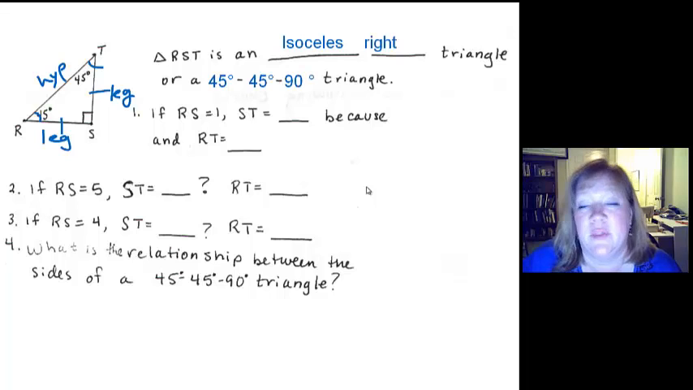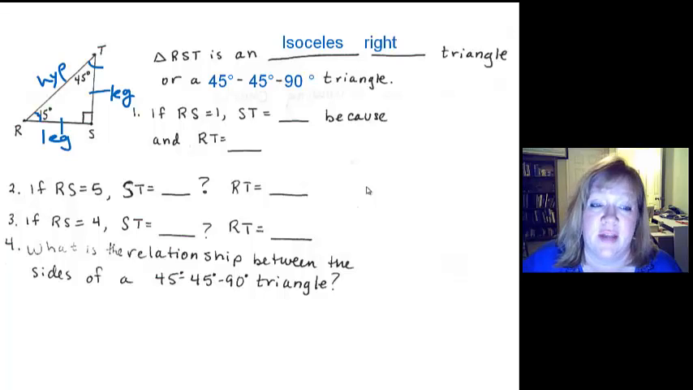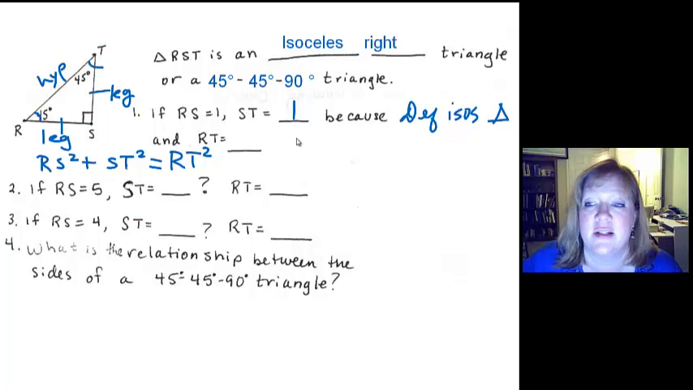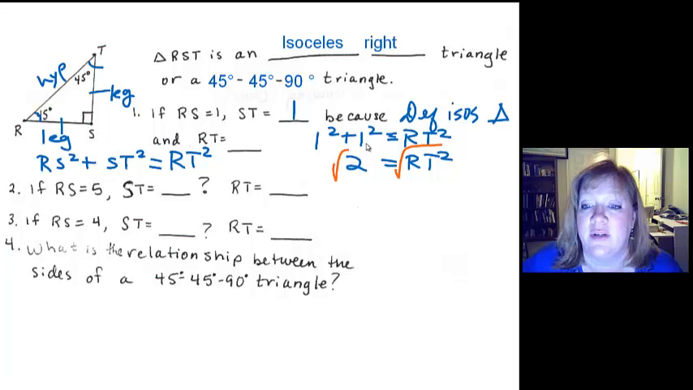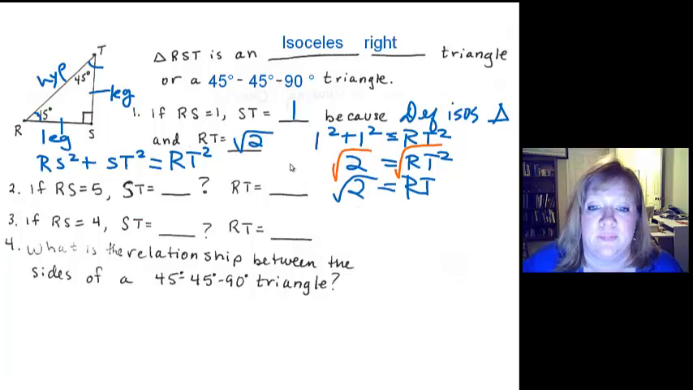Now, what's nice about the 45, 45 is if you forget the special shortcut, you can always find the missing sides with the Pythagorean Theorem because you know the legs are equal. So if RS is 1, so is ST because it's an isosceles triangle. Then I can use the Pythagorean Theorem to find the length of RT. I would have 1 squared plus 1 squared equaling RT squared. That's 1 plus 1, and then I take the square root of both sides, so we end up with the square root of 2.